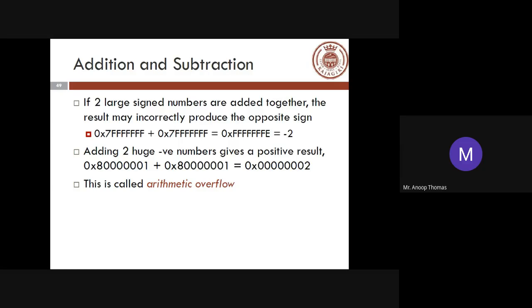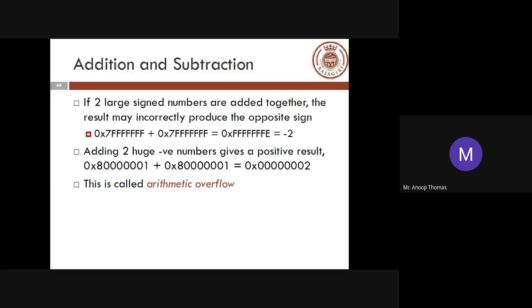So if you are using numbers above what can be represented using the 32-bit structure, mainly when it comes to your signed numbers, you have something called arithmetic overflow. This doesn't happen when it comes to, let's say, unsigned numbers. It happens when you go for your signed number. This is called arithmetic overflow.